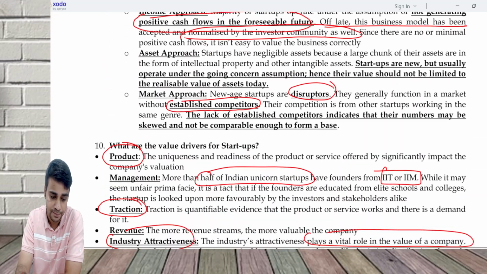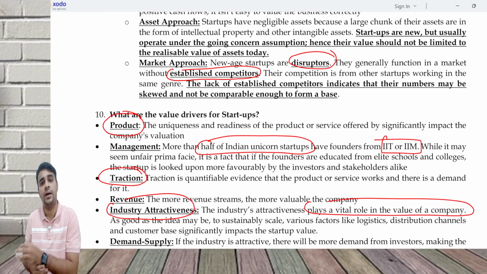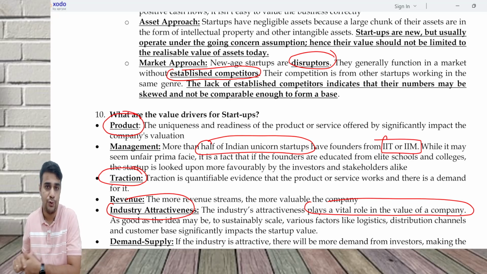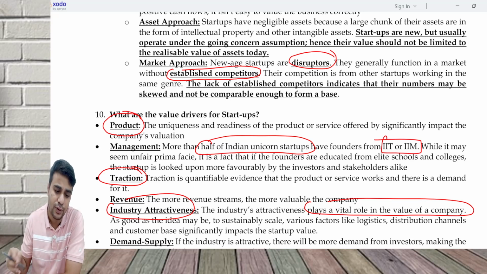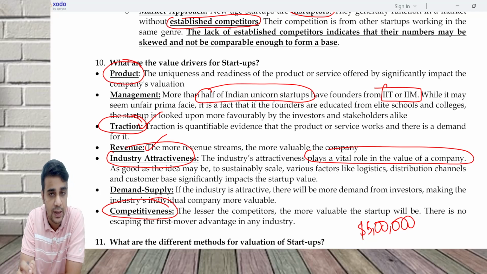What are the value drivers for a startup? How does a startup derive a value? Major value will come from the product or service and the execution team. Apart from that, you can look at whether you have started earning revenues, how is the demand for your product, what is the industry attractiveness, how is the competition, and what is the demand-supply situation for funds in this industry.